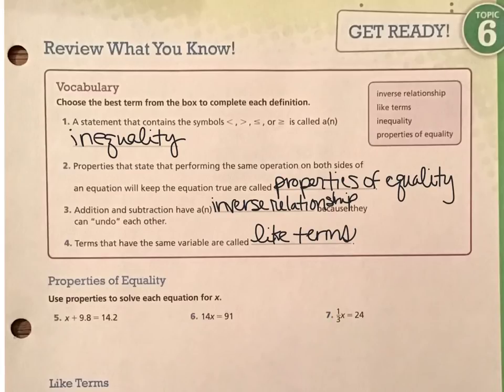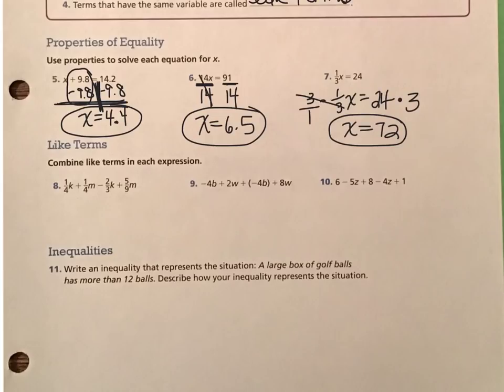All right, first go ahead and check your vocabulary and then pause the video as soon as you're ready to try 5, 6, and 7 and come back and check your answers to those questions. All right, so take a look at numbers 5, 6, and 7.